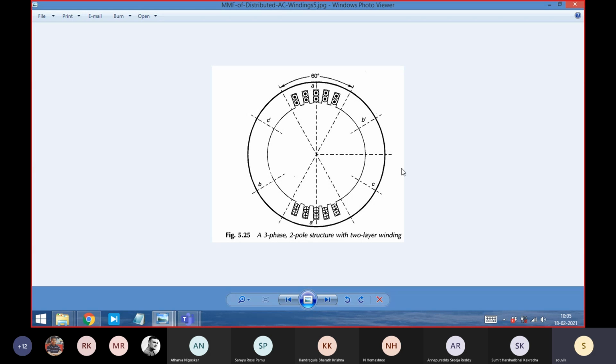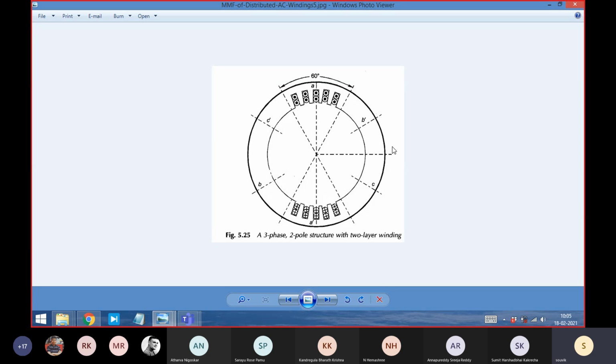So I want to one more time show you how the conductors are placed. This is a three-phase, two-pole winding structure. You can see how the conductors are placed. These are the dot conductors on the top, A phase, and after 180 degrees, electrical as well as mechanical because this is a two-pole structure, you are seeing the cross conductors placed here. This is the dot conductor, this is the cross conductor, and therefore this is the coil axis.